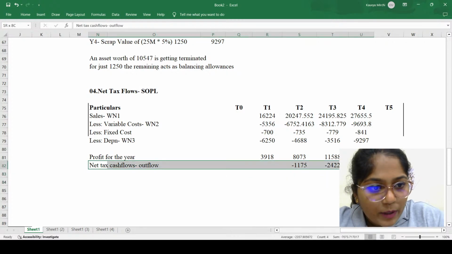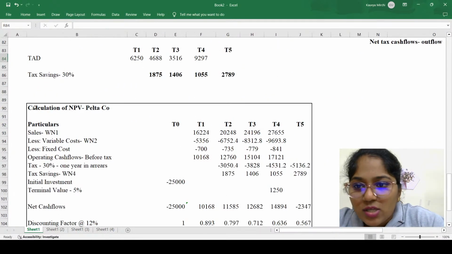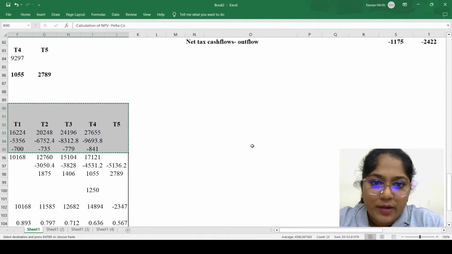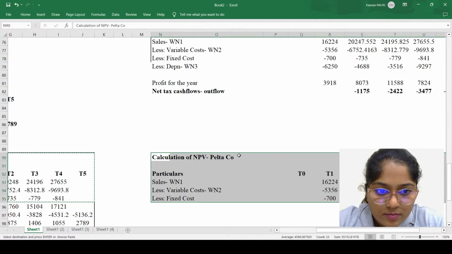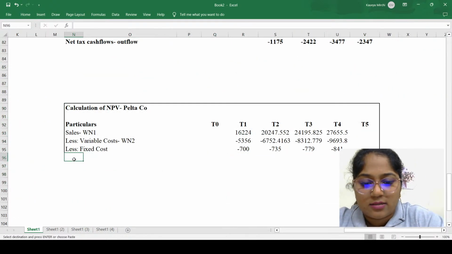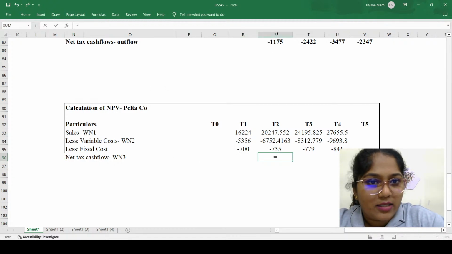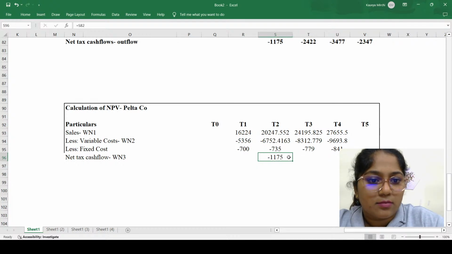So with this, I'll go prepare the working note. I'll be able to calculate my NPV. What do I do? Just copy paste the same here. Instead of writing tax, operating cash flows and all of that, I'll write net tax cash flow coming from working note number 3. I know how much it is: from T2, T3 onwards it happens. Then I'll drag it, subtract, over.